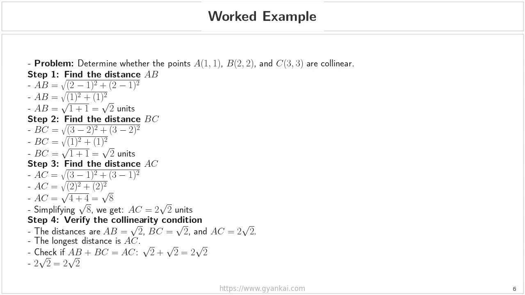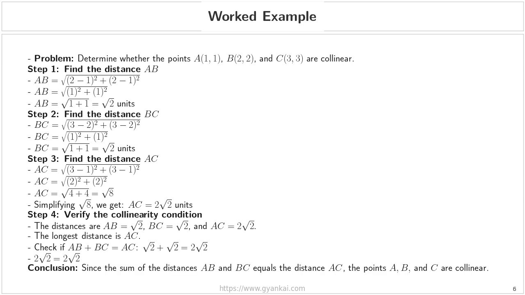We look at our 3 calculated distances. AB is the square root of 2, BC is the square root of 2, and AC is 2 times the square root of 2. By identifying the longest segment, we see that AC is the longest. Now, we check if the sum of the 2 shorter segments equals this longest segment. We add the square root of 2 to the square root of 2, and we see that it exactly equals 2 times the square root of 2.